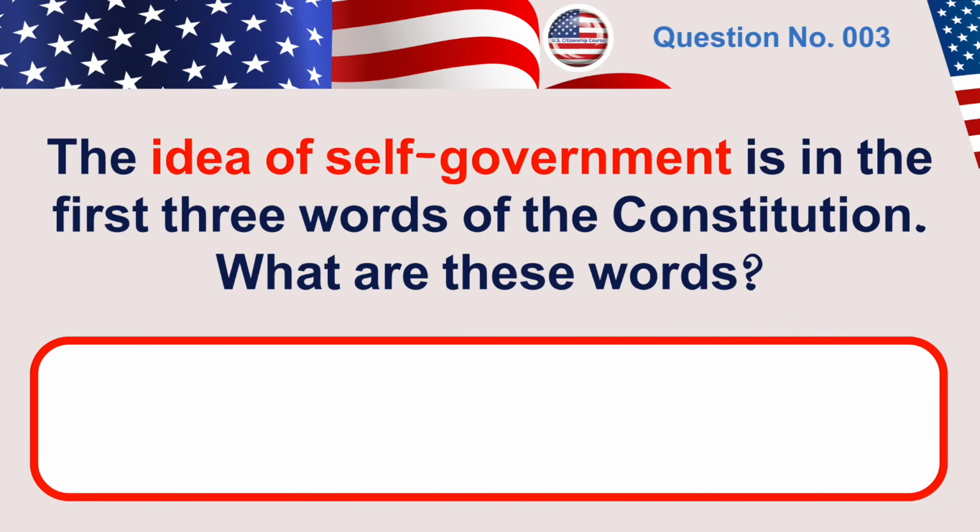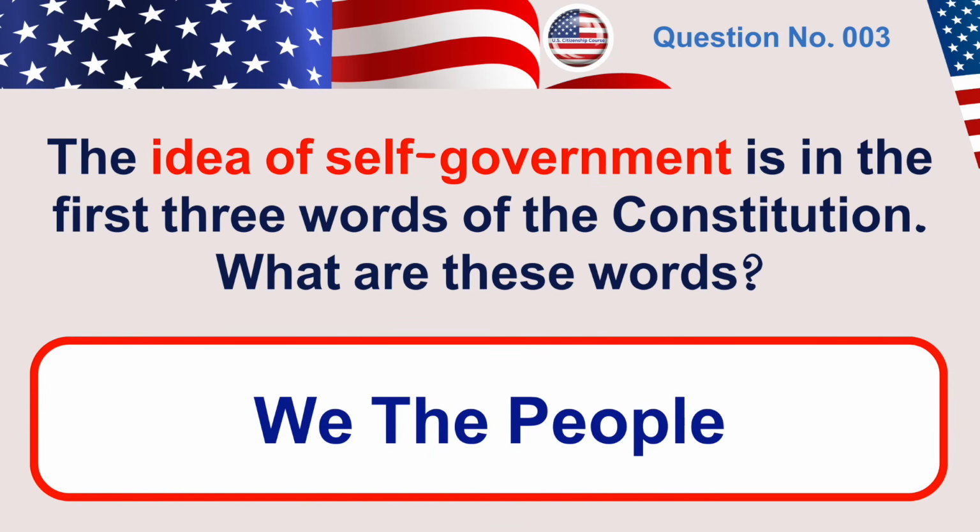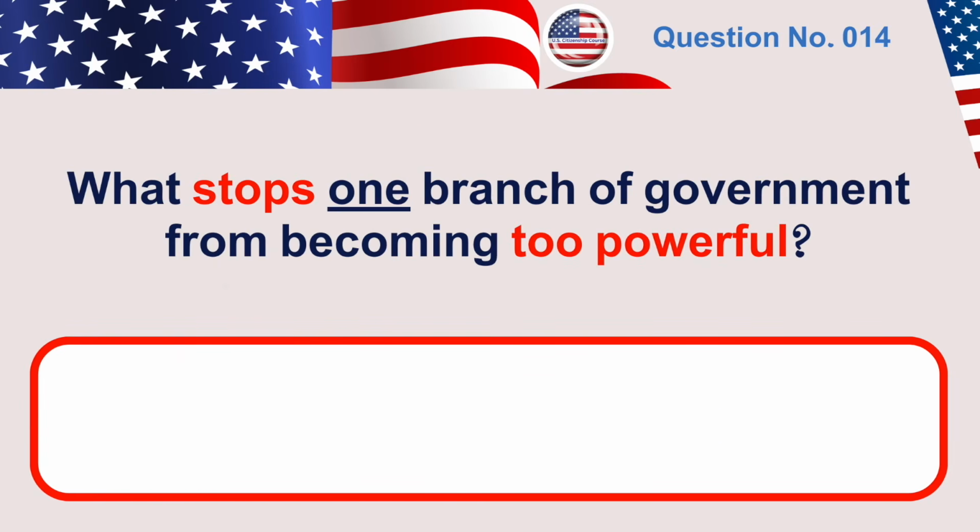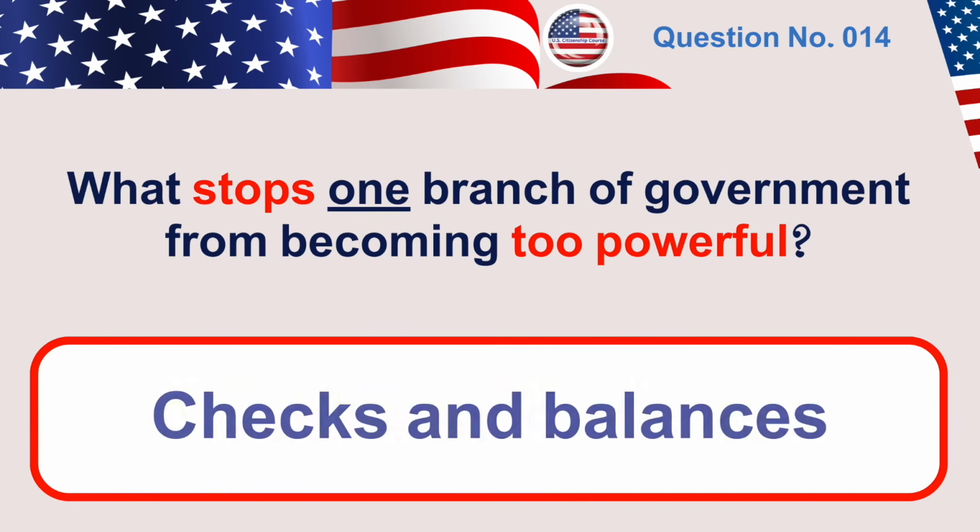The idea of self-government is in the first 3 words of the Constitution. What are these words? We the people. What stops one branch of government from becoming too powerful? Checks and balances.